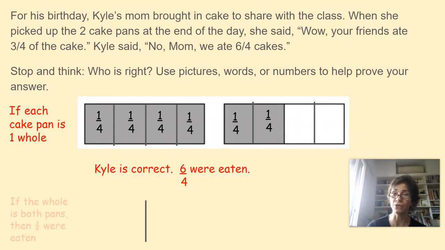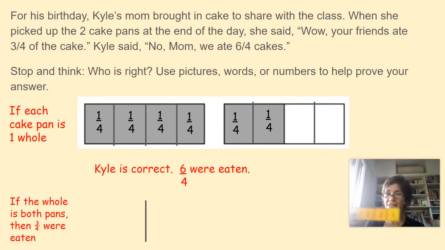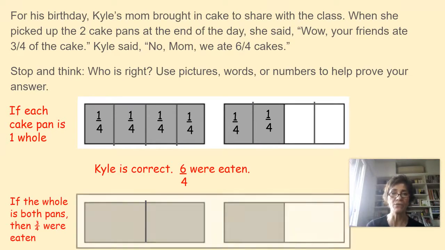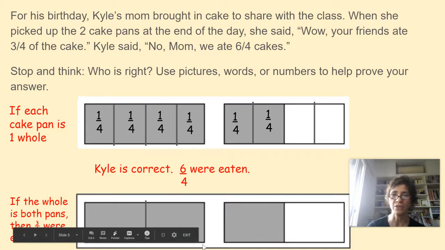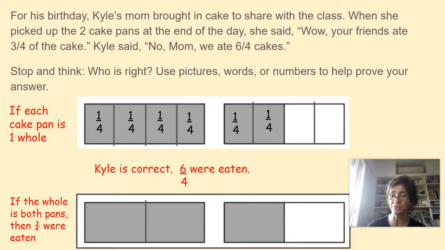6/4. However, like in this example with the card, if the whole is both pans, so see, I put a frame around it. If we consider both pans the whole, and I divide the whole into fourths again, so 1, 2, 3, 4/4 is the whole. So this time both pans are the whole. So what fraction was eaten? 1, 2, 3/4. 3/4 of the pan were eaten.